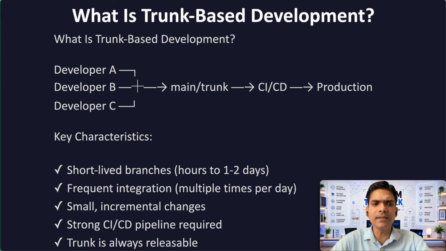Key characteristic here, short-lived branches. Branches are living hours to a couple of days maximum. Frequent integration, multiple times per day, maybe. Small incremental changes. It's easy to review and test. Strong CI/CD. Automated testing is very critical in this case. Trunk is always releasable. Every commit could go to production.